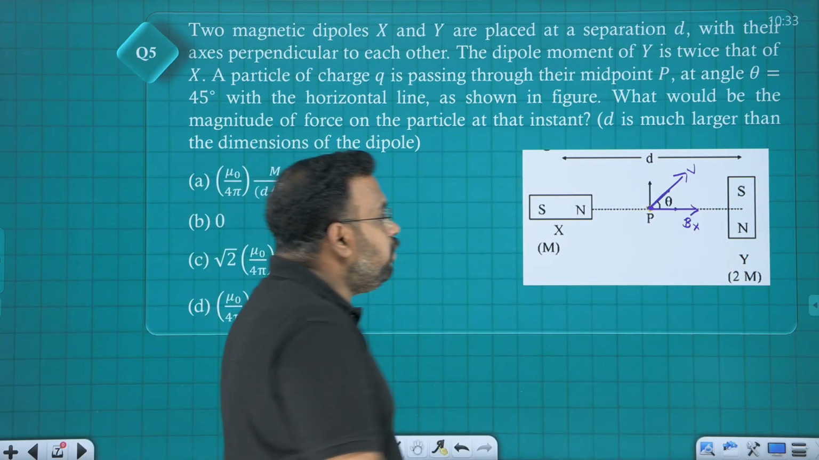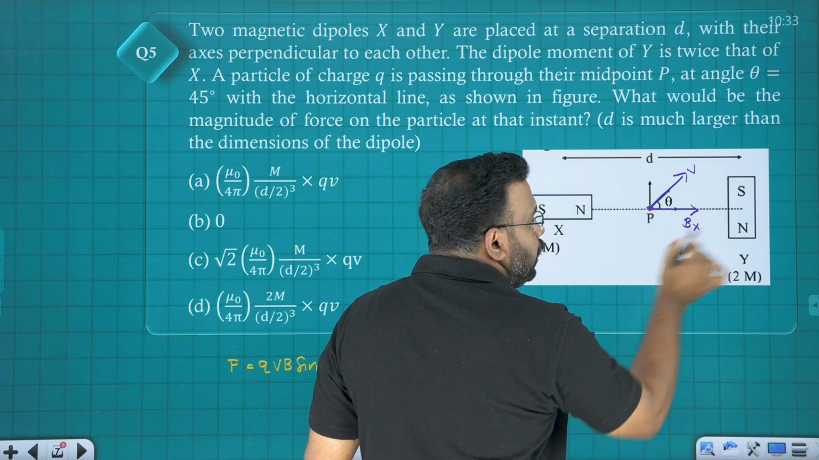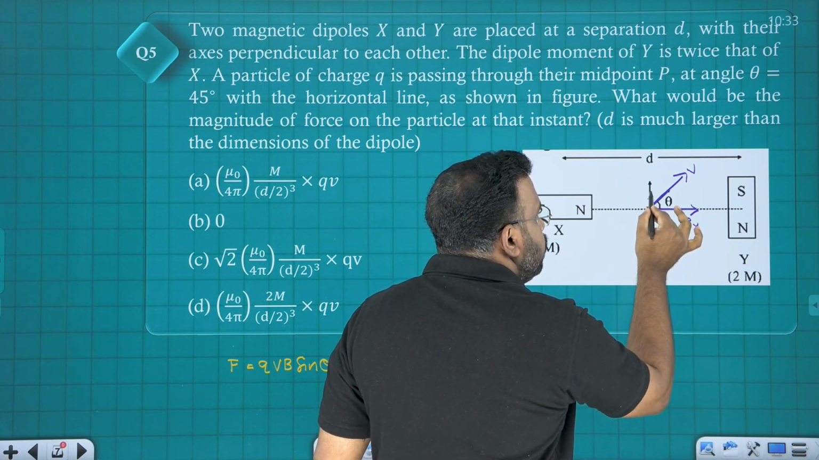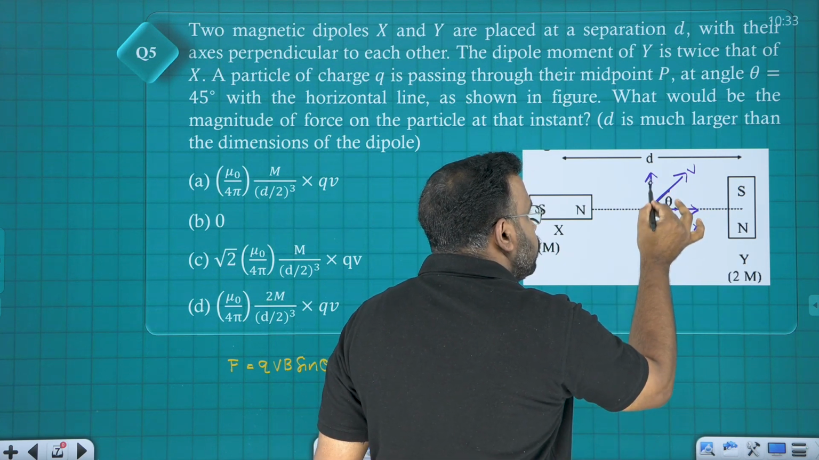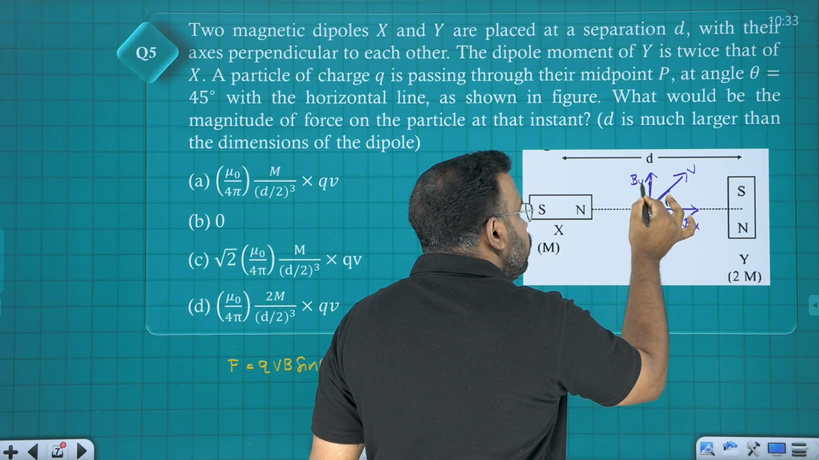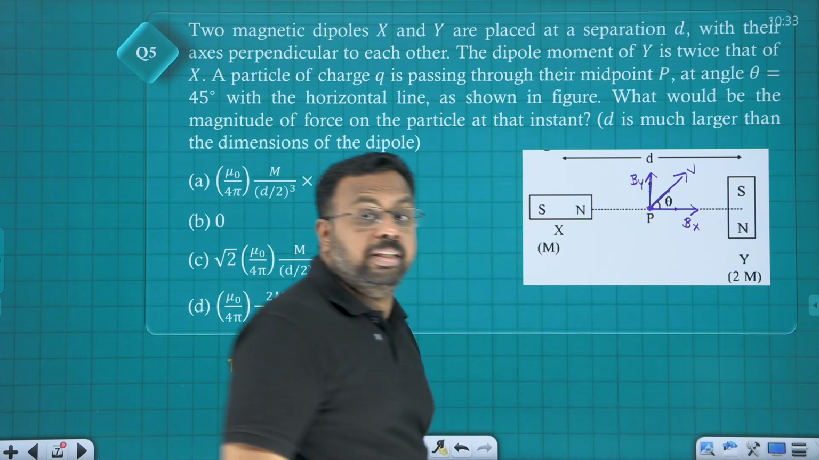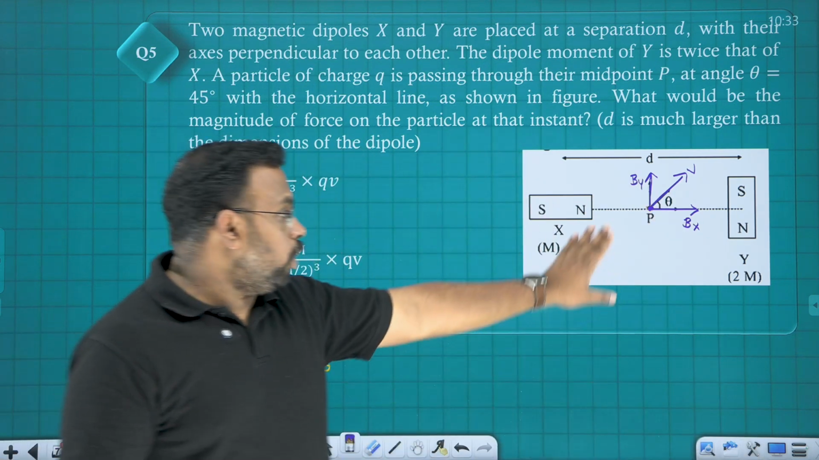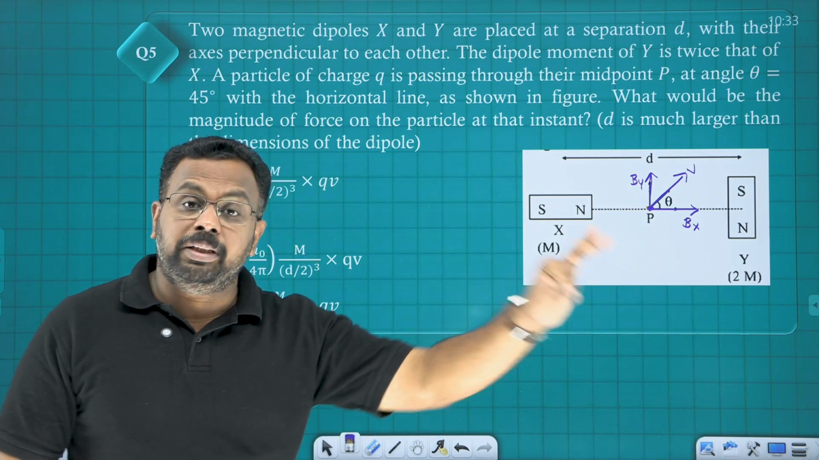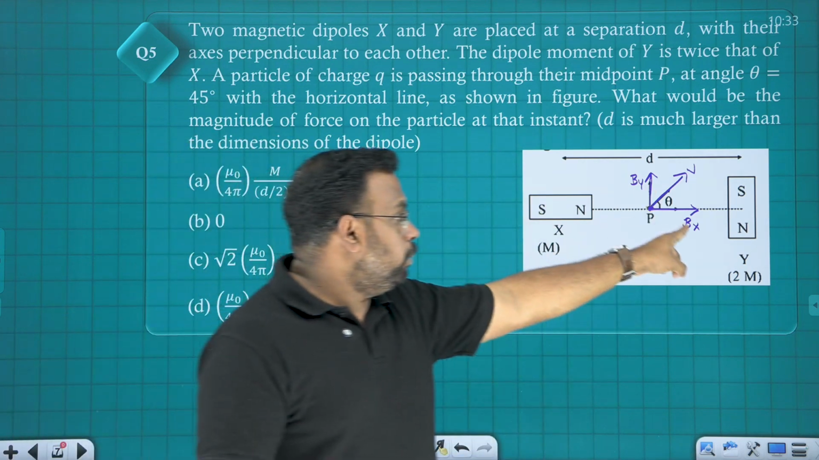Px. And By direction will be at perpendicular bisector. The field direction will be like this. So this is the direction of what? By. Now we have to find the resultant magnetic field. The total magnetic field at the point P will be the vector sum of Bx and By.